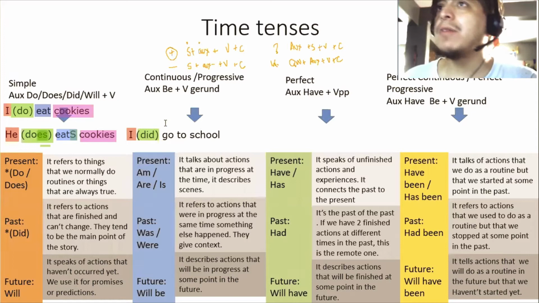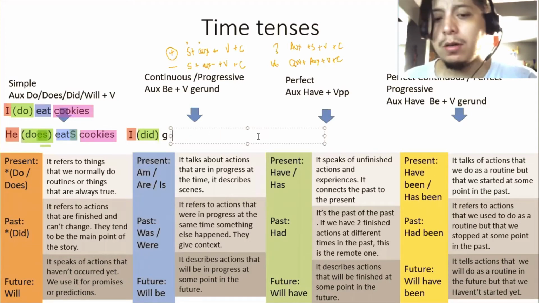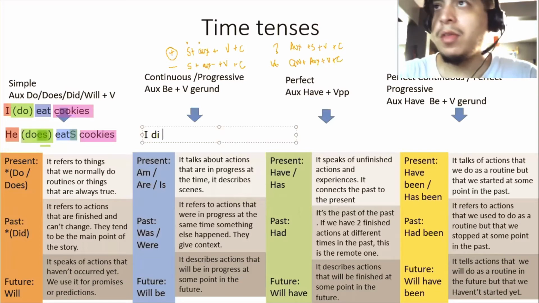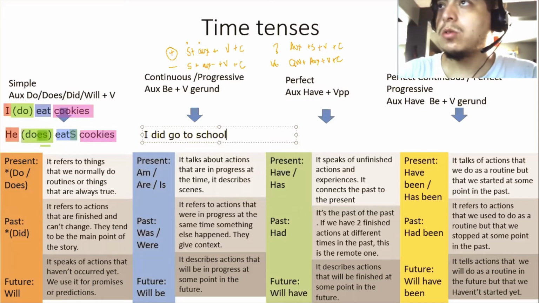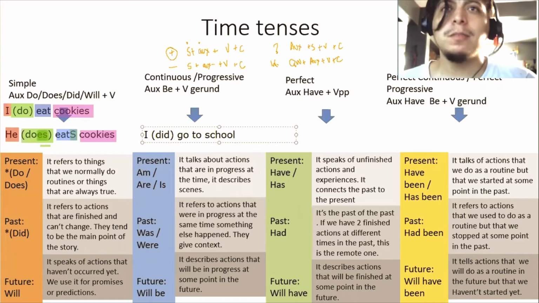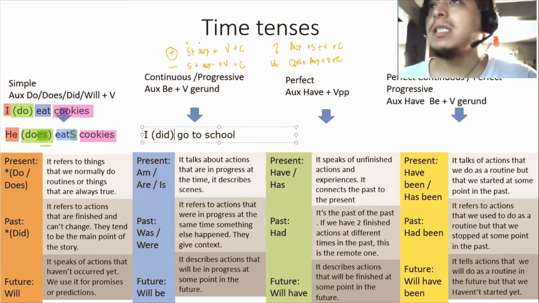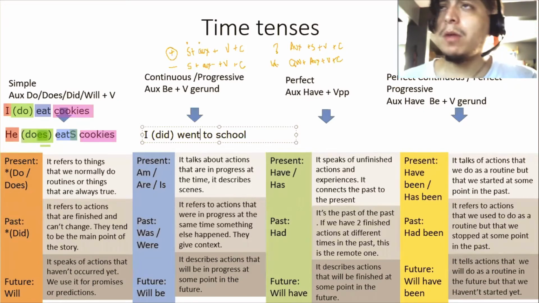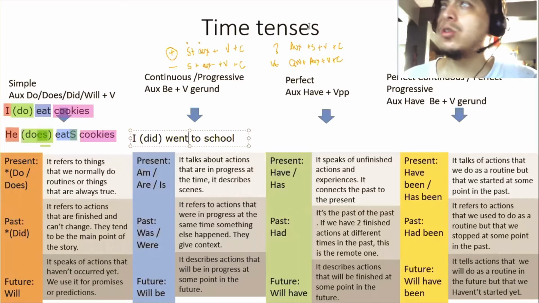If I don't have the auxiliary, okay, again, I did go to school. If I don't have the auxiliary did, if I don't have it, how do I show that this is past? Do you remember? Very simple. The verb has to change to the past form. In this case, the verb go is irregular. I need to use went, okay? So I say I went to school.